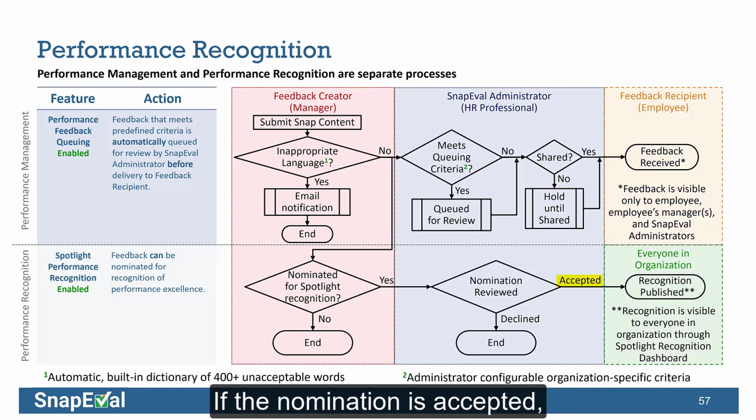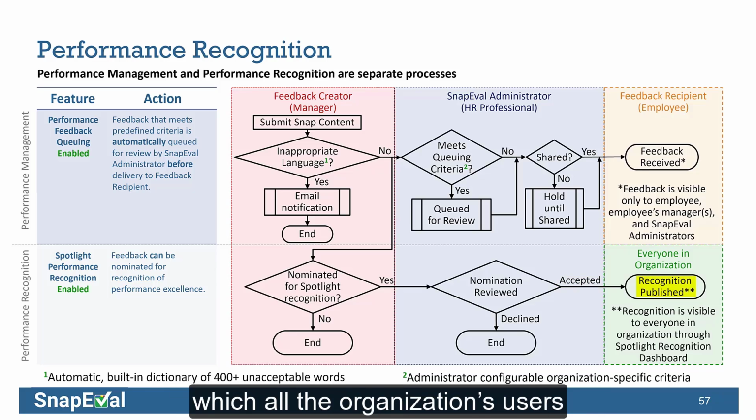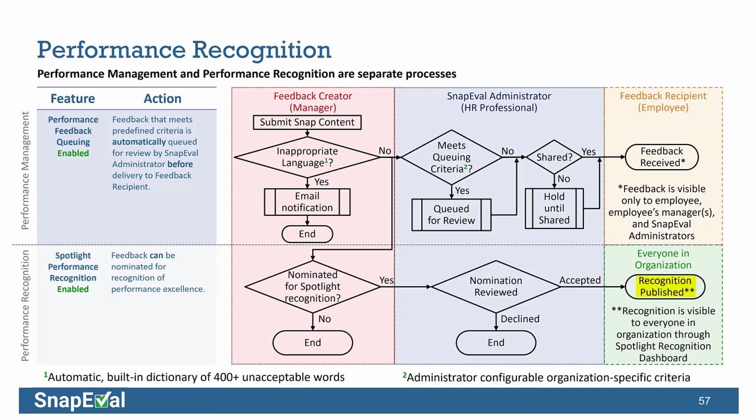If the nomination is accepted, then the snap content is published to the Spotlight Recognition dashboard, which all the organization's users have access to. The recipient also receives a Spotlight Recognition email from the SnapEval system.